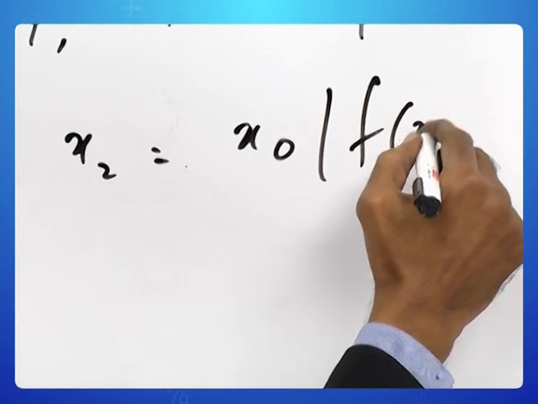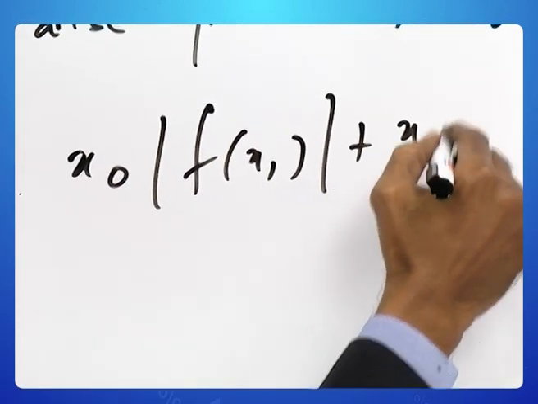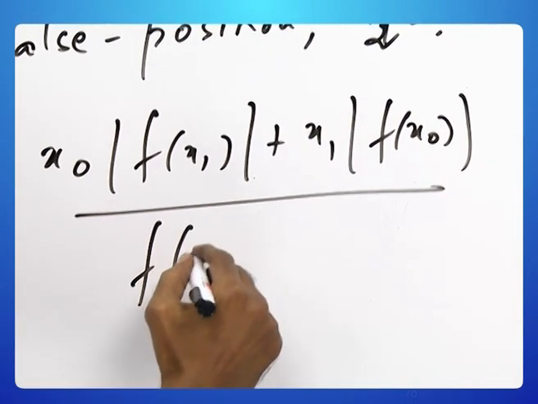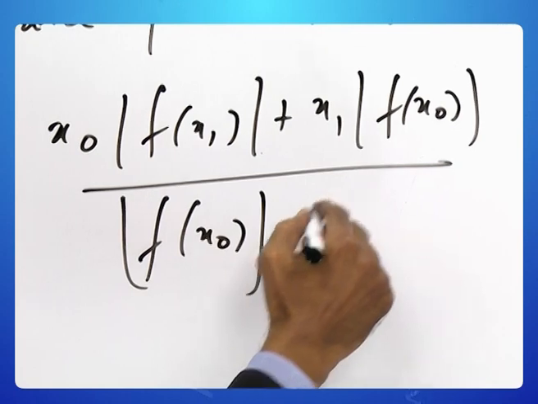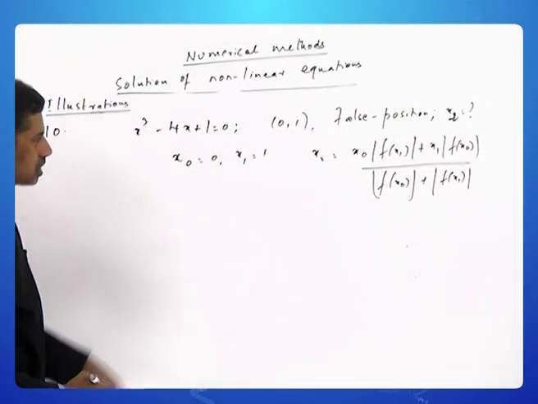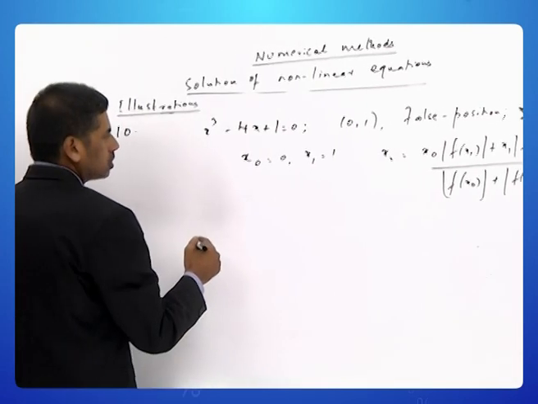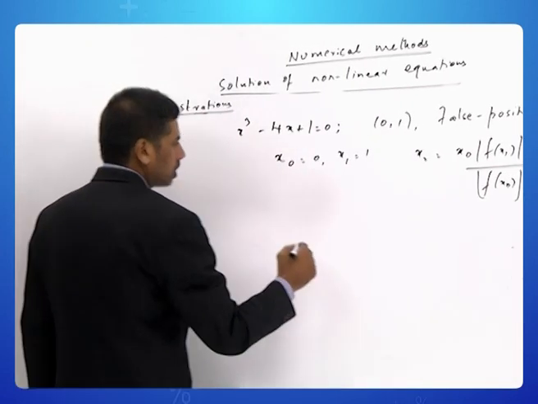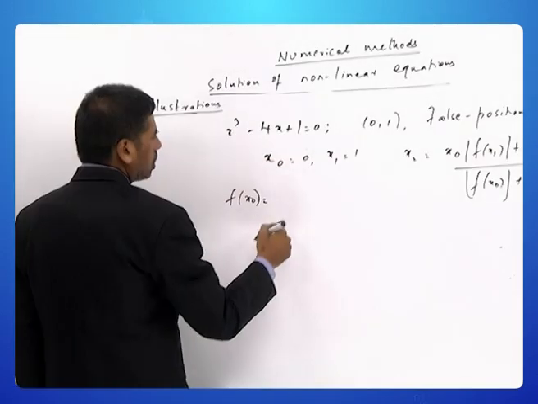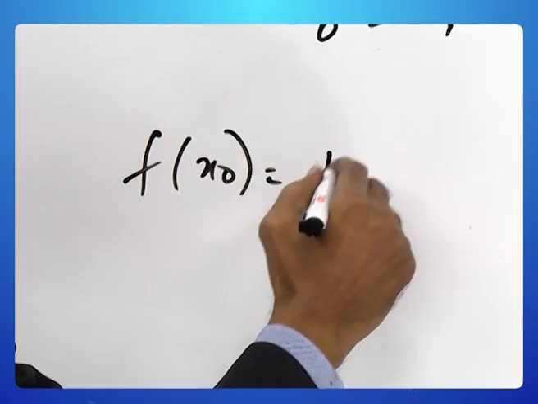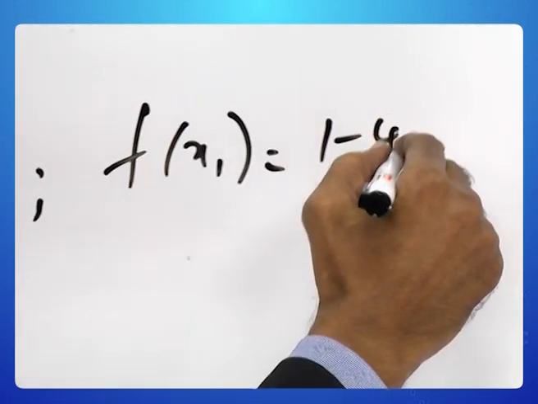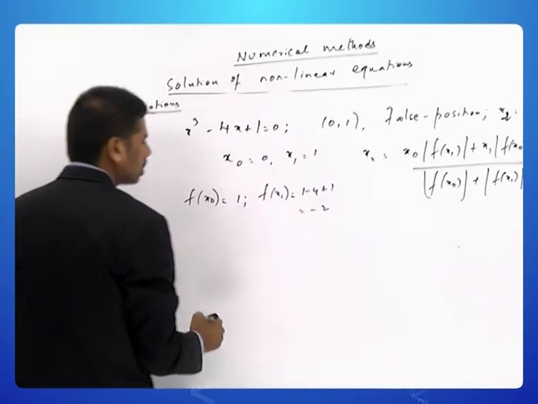using x0 mod f(x1) plus x1 mod f(x0) by mod f(x0) plus mod f(x1). That was already discussed in the review. So, if you now see what is f(x0), you will have to put x0 in this and you will get 1. f(x1) will be 1 minus 4 plus 1, which is minus 2.